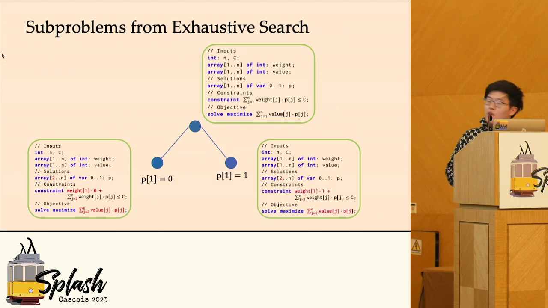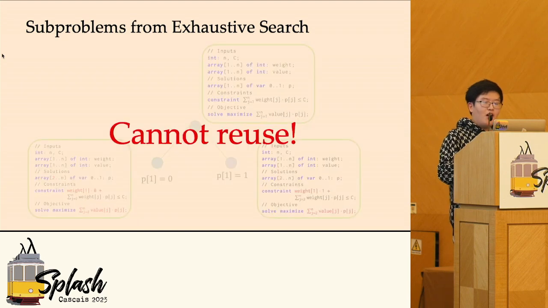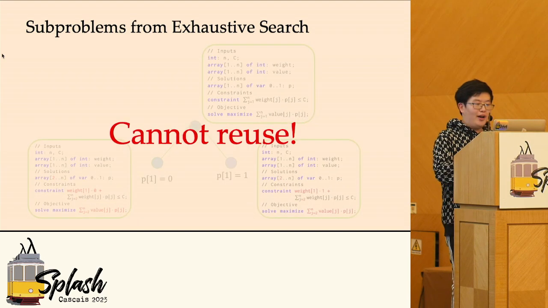In general, every node in the search tree corresponds to a subproblem. By enumerating the value of a new variable, a parent subproblem can be split into two child subproblems, and the parent subproblem picks a better solution from two child subproblems. However, unfortunately, these subproblems cannot be reused, and let's see why.